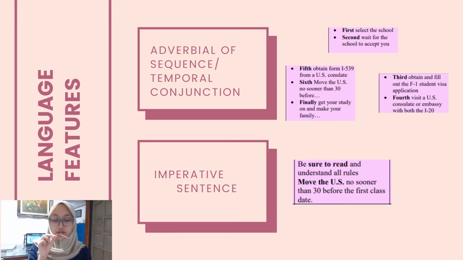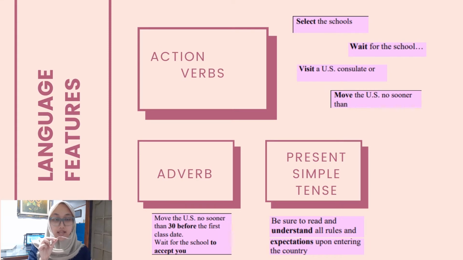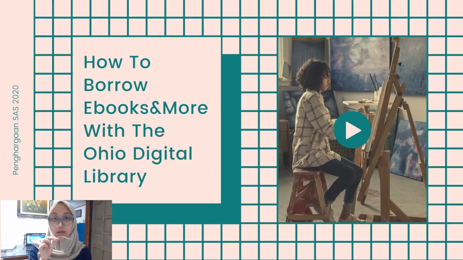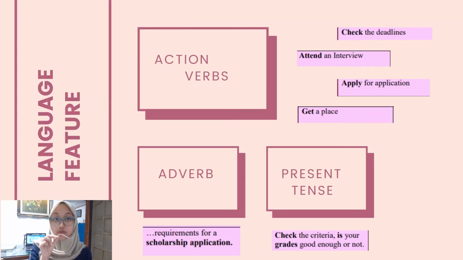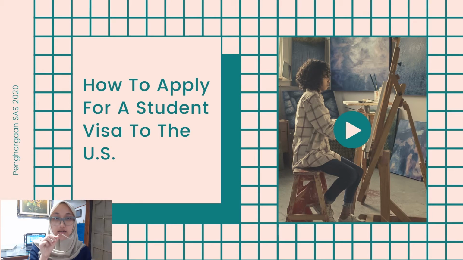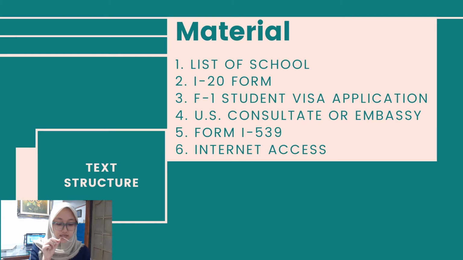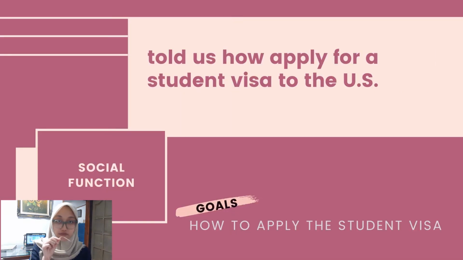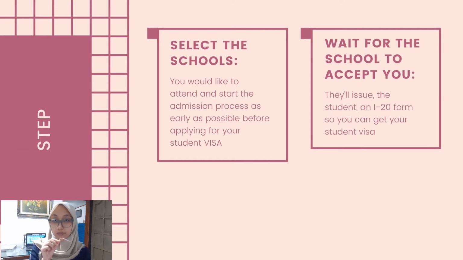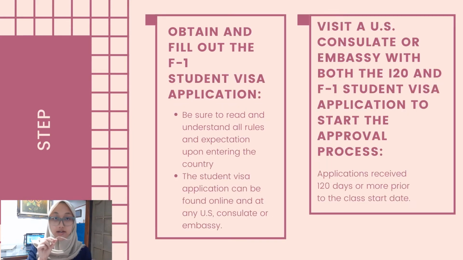The next language feature is the imperative sentence. It's like you must prepare a strong application. The next language feature is action verbs. It's like check the deadline, attend an interview, apply for application, and get a place. The fourth language feature is adverb, like requirements for a scholarship application, and the use of the present tense, like check the criteria, is your grade good enough or not.